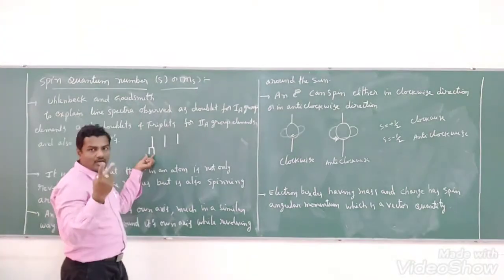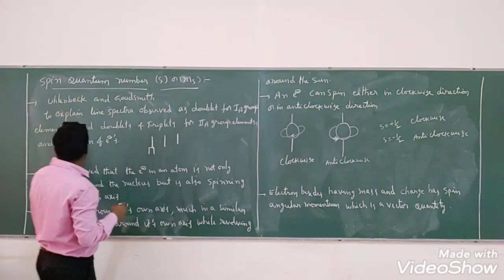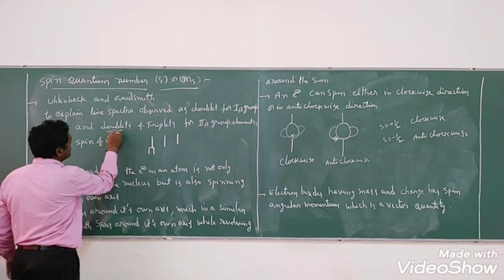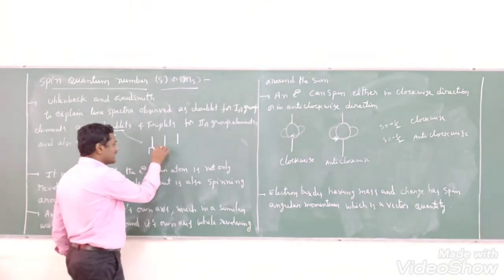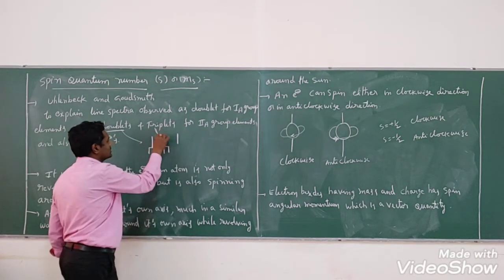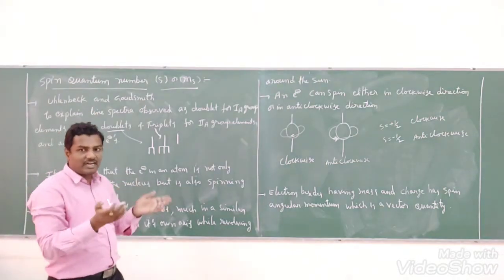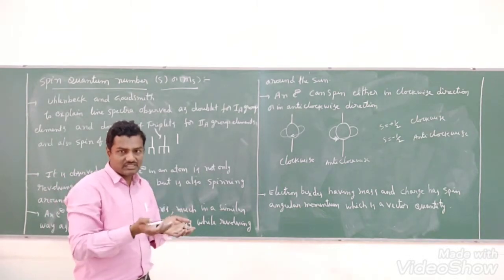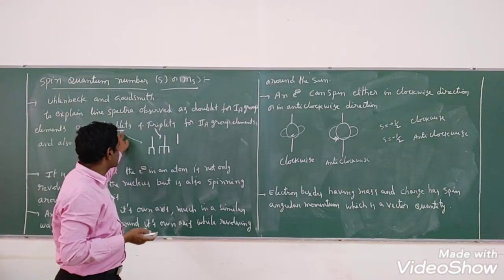If it is divided into 2 lines, 2 sublines, then what do we call that? Doublets, students. 2 lines means doublets. If it splits into 3 lines like this, then we call it a triplet. If the line spectra is subdivided into a group of fine lines, and in that group 2 lines are present, we call that a doublet.